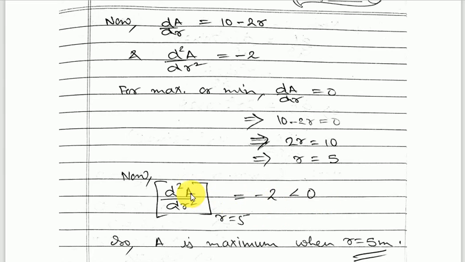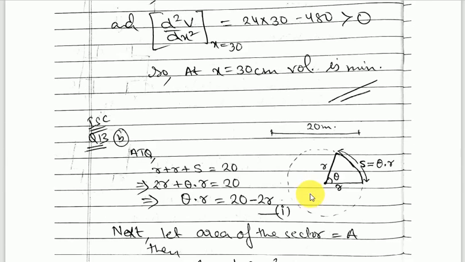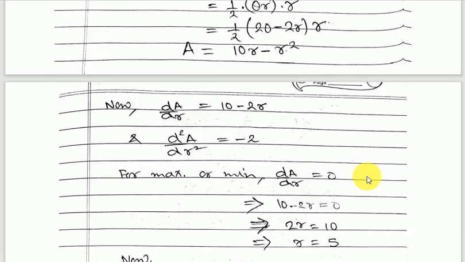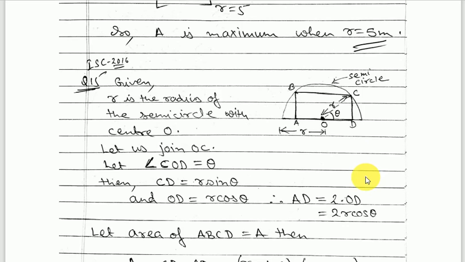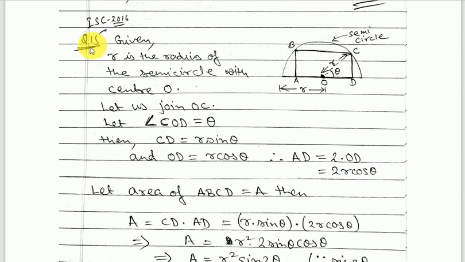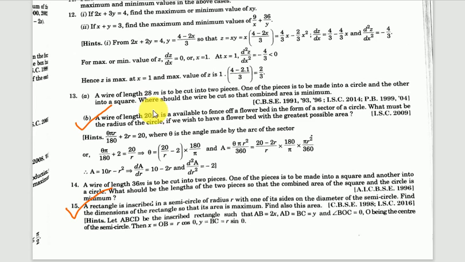So therefore area will be maximum when r is equal to 5. That means area will be maximum when r is equal to 5 meter. So radius of the circle should be 5 meter. So this question is done. Next question is question number 15.